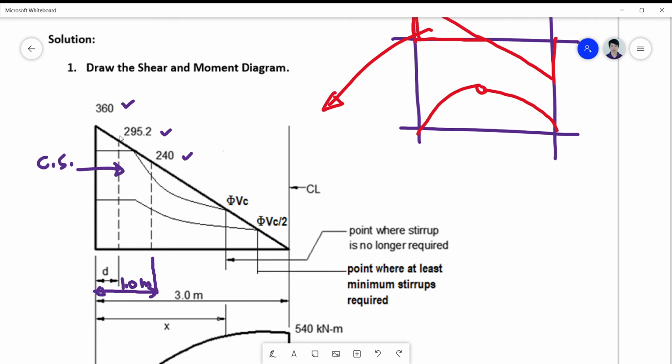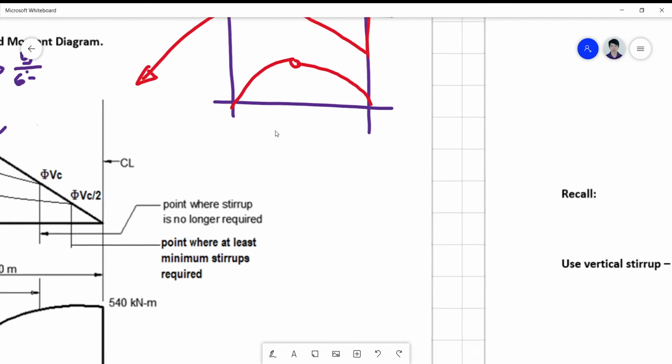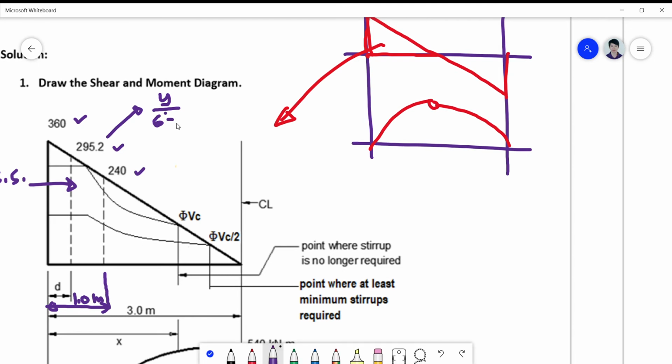Since this is a triangle, we can make use of ratio and proportion here. So how do you solve for 295? If this is a value, let's say y, over this length here, which is 6 minus d. What's your d? Your depth is 540, so this is y over 6 minus 0.54, which is equal to 360 over 6. So you get y is equal to 360 divided by 6 times 5.46, and you get 295.2.